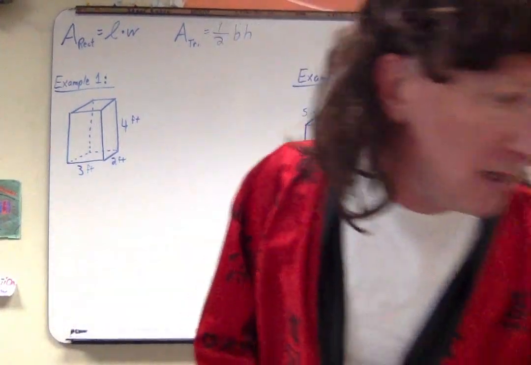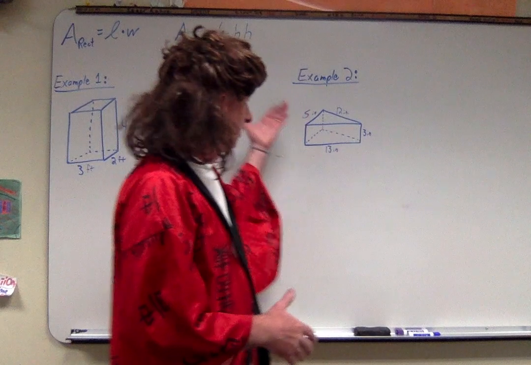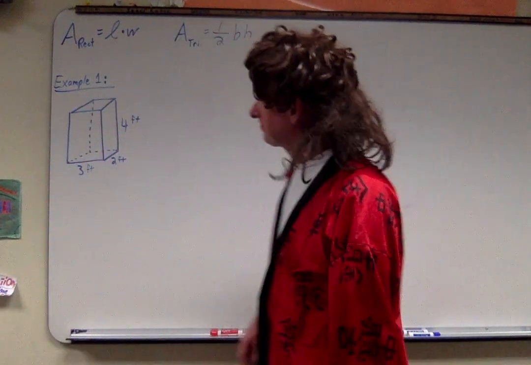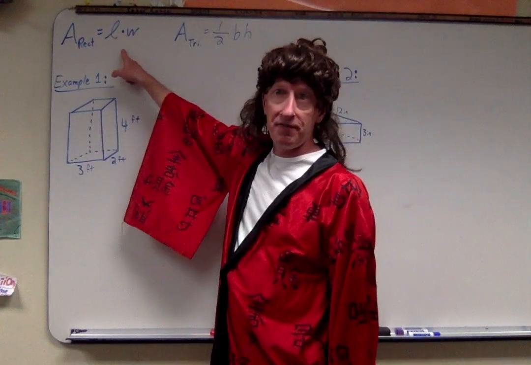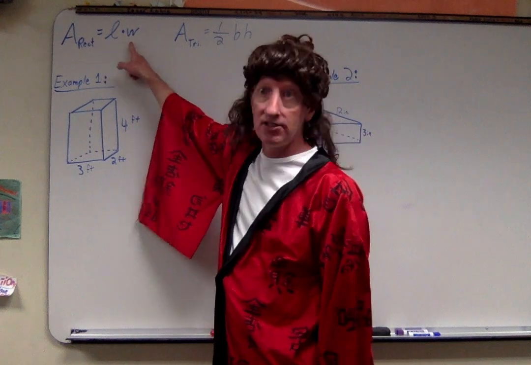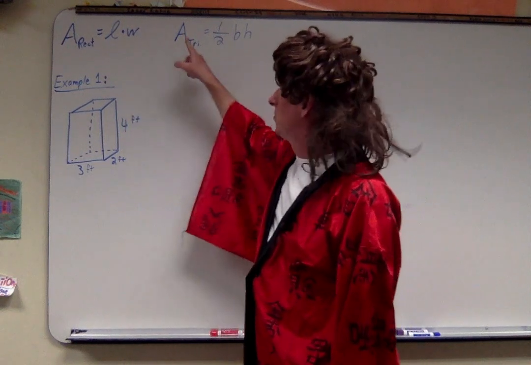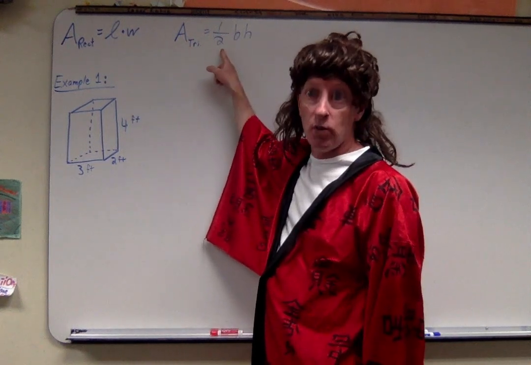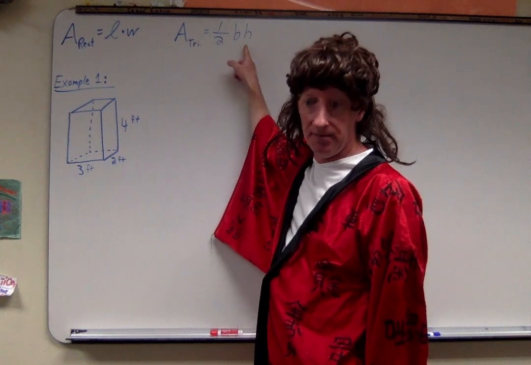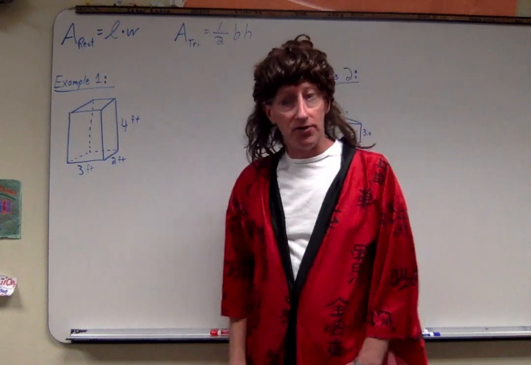All right, everybody. Let's take a look at some examples for tonight's homework. Well, you're definitely going to need to know how to find the area of a rectangle. That's the length times width. You also have to be able to find the area of a triangle. That's 1/2 the base times the height. Let me demonstrate a couple problems for you here, everybody.